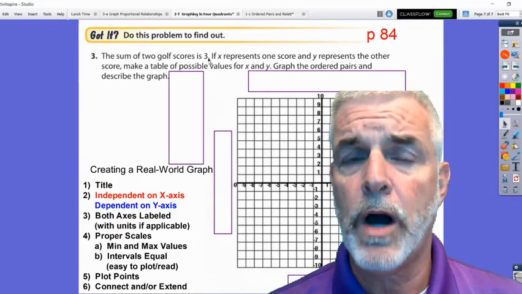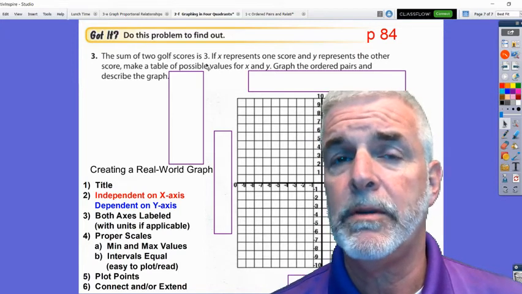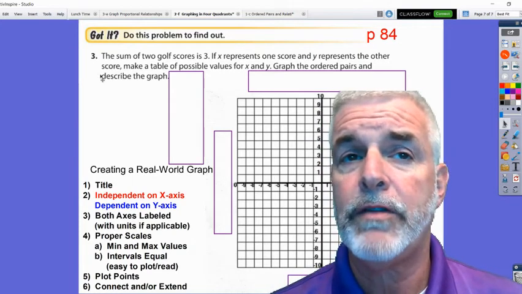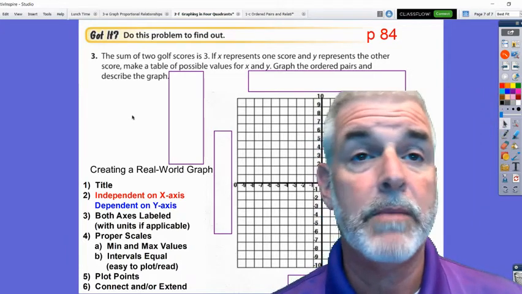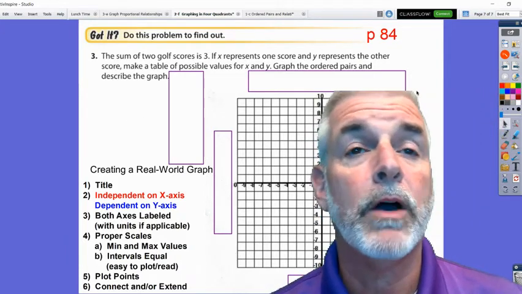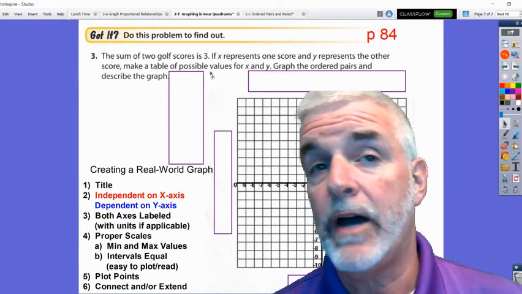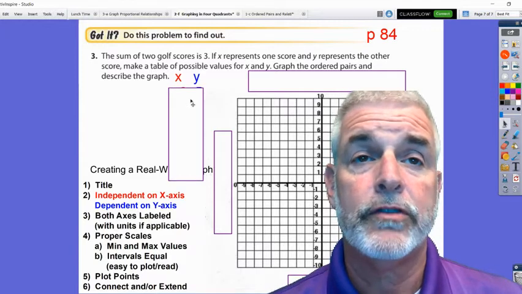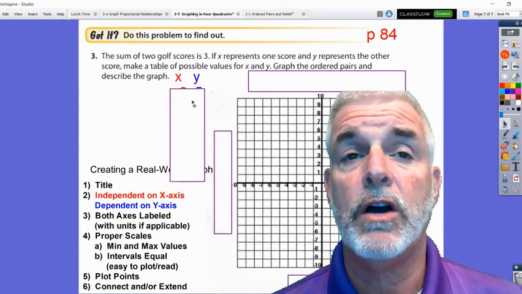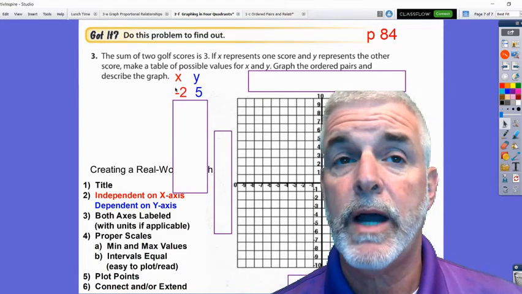The sum of two golf scores is 3. If X is one score and Y is the other one, make a table of values for X and Y, graph the ordered pairs, and describe the graph. Well, I think I forgot to describe the graph in my work here. We'll get to it. Okay, so first we will make a table of possible values. So we'll start with a table of values. There's X and Y. The sum of the scores is 3, so you can pick whatever you want to start. I started with -2 for X.